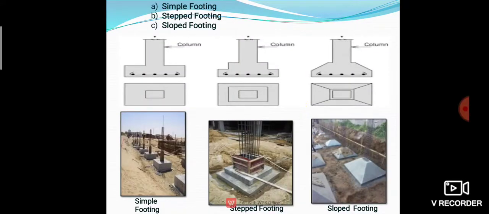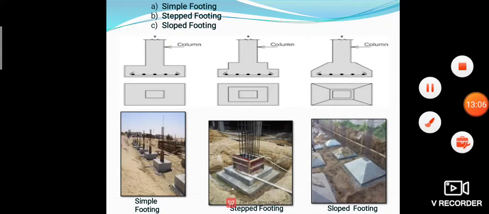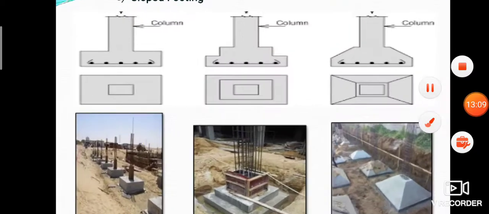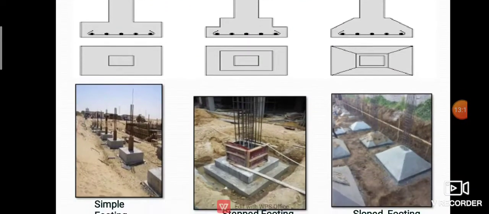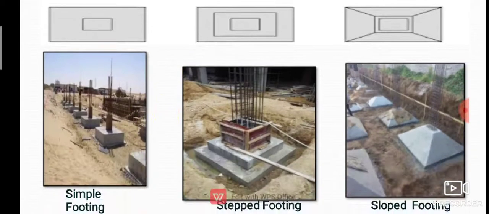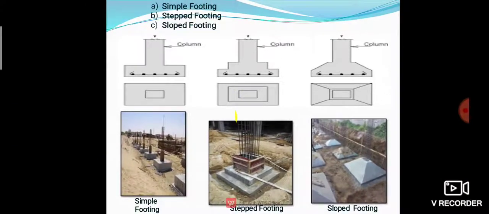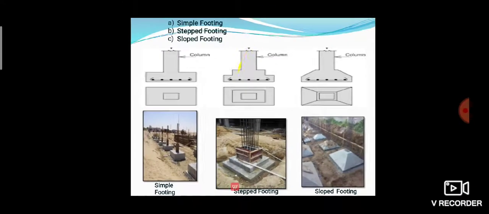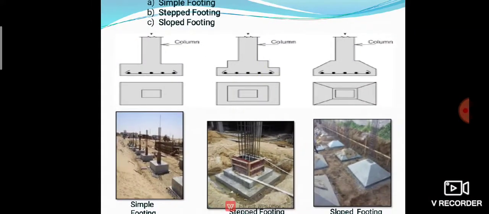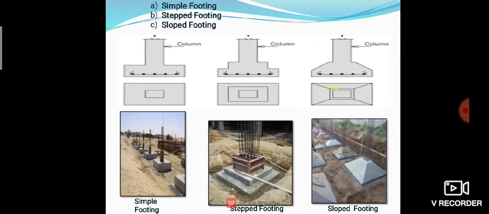Then these are the three sketches that we show in this PPT: simple footing, step footing, and the third is sloped footing. All of these footings we can use in a frame structure. We can also use them in a load bearing structure, but mostly we use them in a frame structure. Here the column is directly on the base. This is the actual photo of this structure. Then here is the step footing, that I will show again. Then this is the sloped footing.